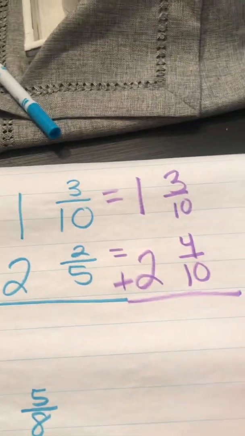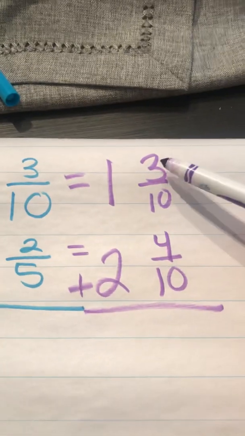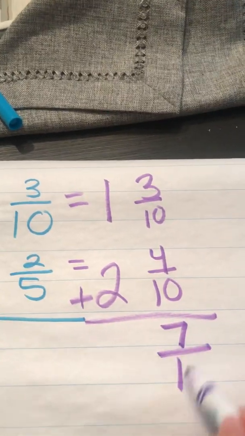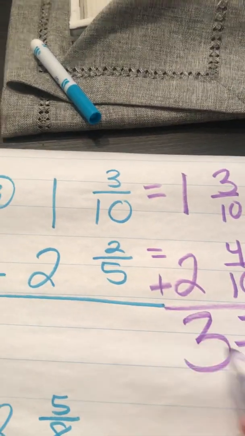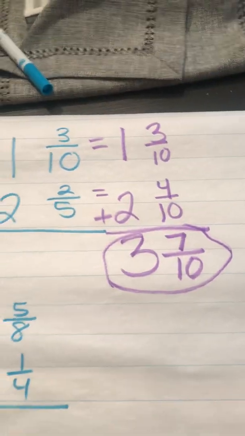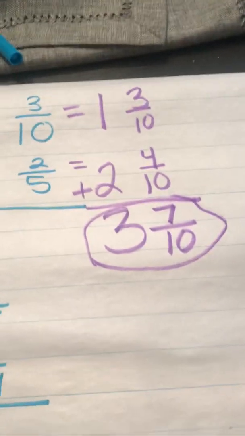Now I can add these up because they have the common denominators. Always start with your fractions. 3 plus 4 is 7. You add your numerators. Your denominator stays the same. Now 1 plus 2 is 3. 3 and 7/10 is your final answer. There's no number that can go into 7 that can also go into 10, so that is already simplified for you.